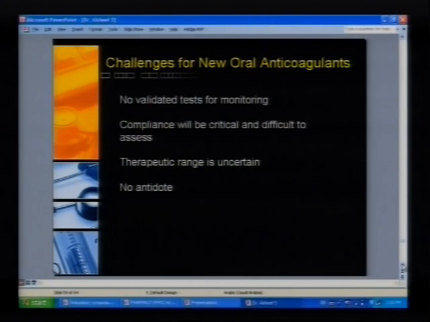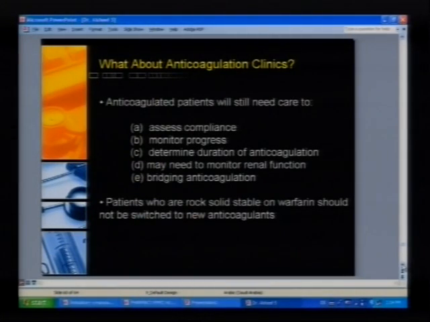Just a question: what will be the role of the anticoagulation clinic after the new anticoagulants? I think we will still need an anticoagulation clinic or thrombosis clinic, to assess compliance, monitor progress and bleeding risk, determine duration of anticoagulation, and monitor renal function because they are renally excreted, and for bridging anticoagulation. And patients who are rock solid stable on warfarin shouldn't be switched to a new anticoagulant.